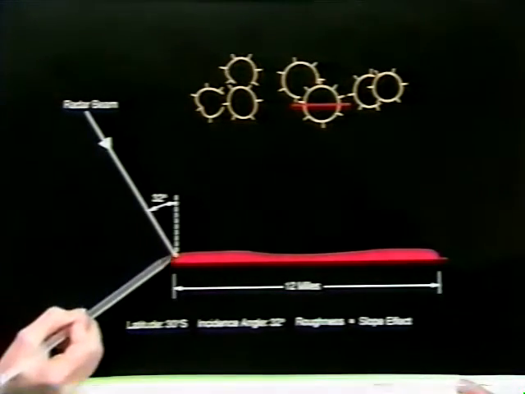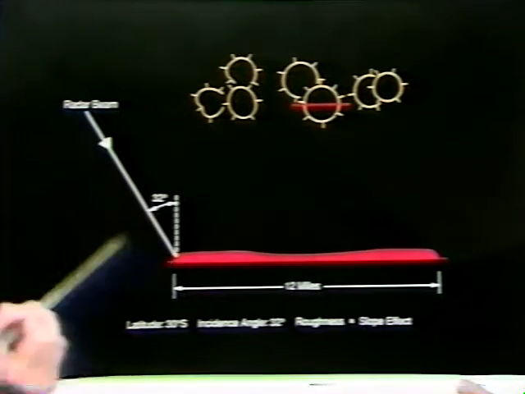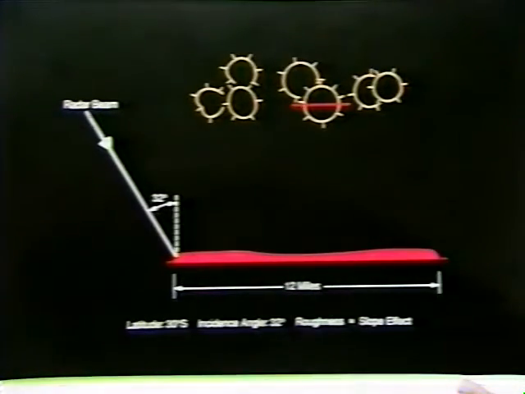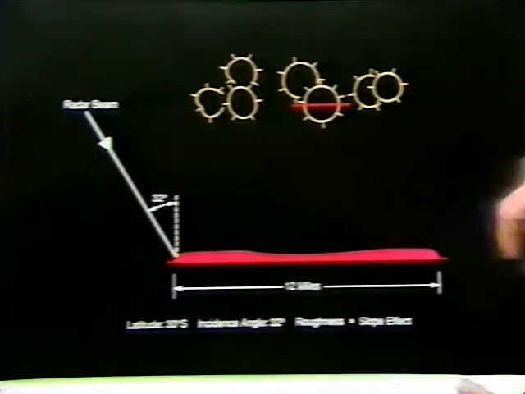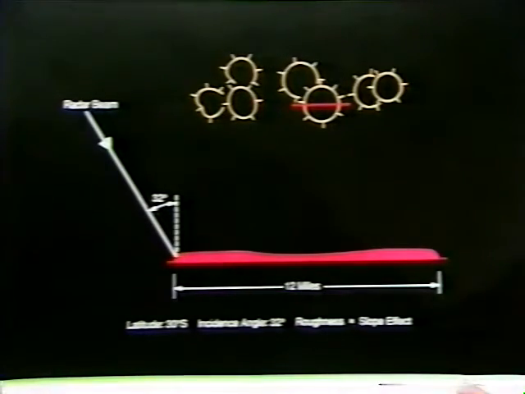Here comes the radar beam down at 32 degrees, reflecting off of this sharp edge, and that's why it's so bright. And you can see the scale is about 12 miles. Now, at the same time, this area in the middle is getting some return from just the rough surface. Boy, those are weird shaped things. Okay, case number 3.